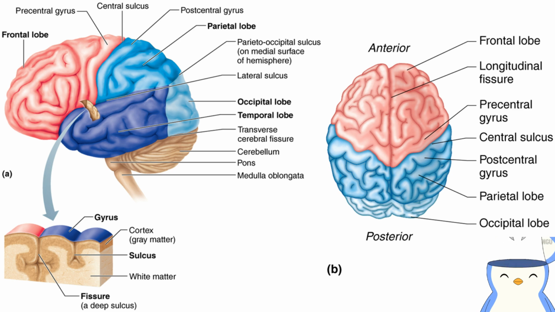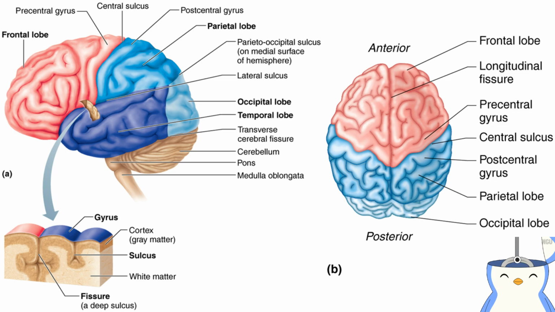Next, we examine the cerebral hemispheres. The surface is covered in folds called gyri, separated by shallow grooves known as sulci. Major landmarks include the central sulcus, the lateral sulcus, and the parieto-occipital sulcus. Deep grooves called fissures further divide the brain. The longitudinal fissure separates the two hemispheres, while the transverse cerebral fissure separates them from the cerebellum.